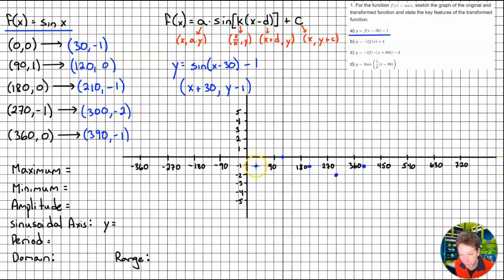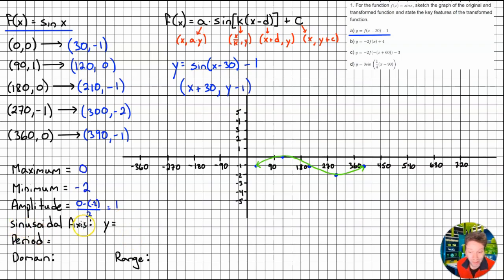And then once we have those points plotted, we can sort of trace out our sine wave, like so. And now we can analyze its key features. So the maximum is clearly going to be 0. The minimum looks like to be -2. The amplitude, you just find the difference between your max and min, which would be 0 minus -2, which is 2, and then divide by 2. So we're essentially doing 0 minus -2, divide by 2. So our amplitude is 1.